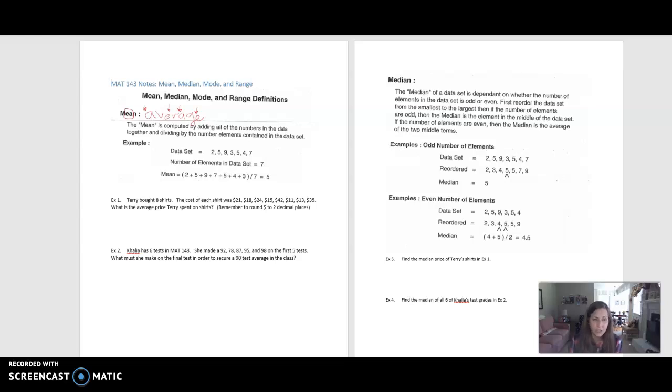Terry bought 8 shirts. The cost of each shirt was $21, $18, $24, $15, $42, $11, $13, and $35. What is the average price Terry spent on shirts? Okay, so the first thing we're going to do is add up 21 plus 18 plus 24 plus 15 plus 42 plus 11 plus 13 and plus 35. We're going to add all that up.